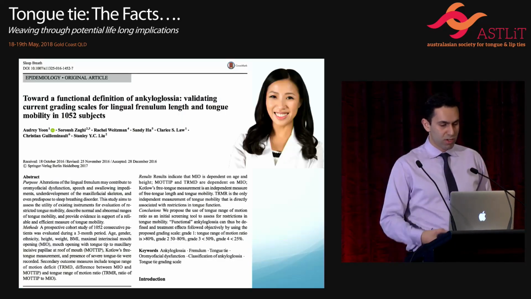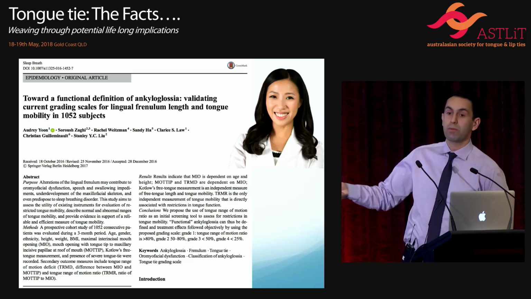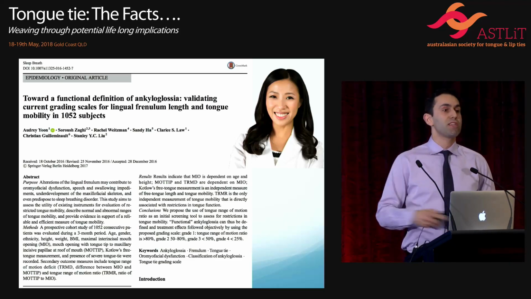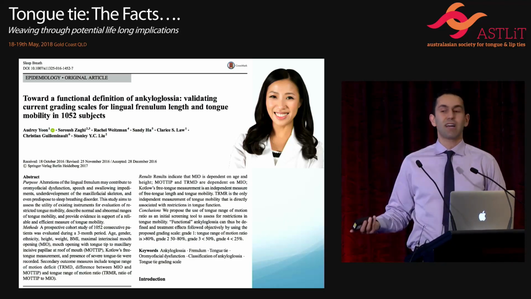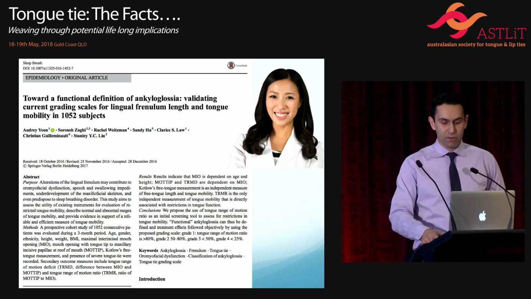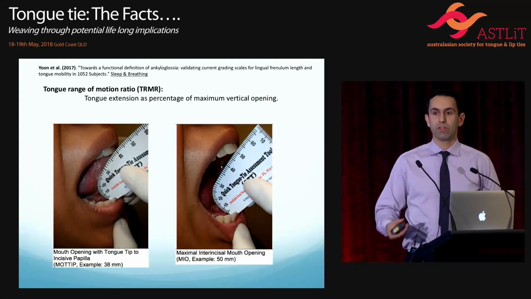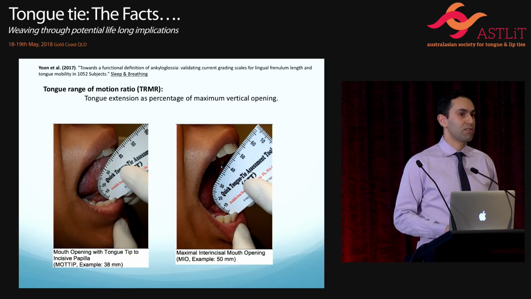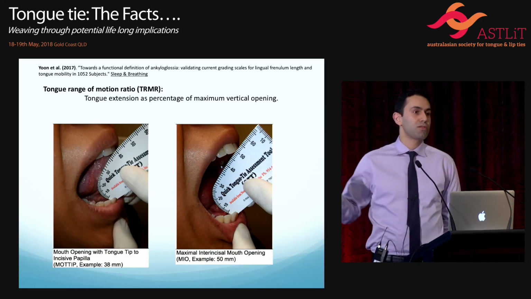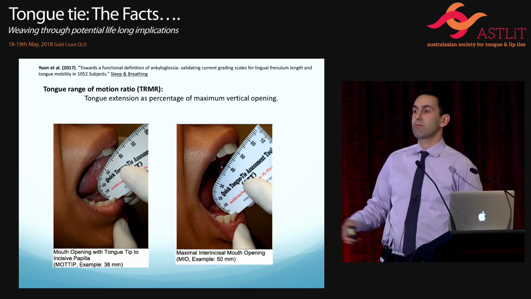And so what we did with Dr. Audrey Yoon is she examined 1,052 patients, and we went through the literature and identified every single manner that we could evaluate tongue mobility. And we determined, based on our research, that the tongue range of motion ratio, which was developed and talked about in Dr. Mark Hassan's work, is one of the most powerful for describing variations in tongue mobility.